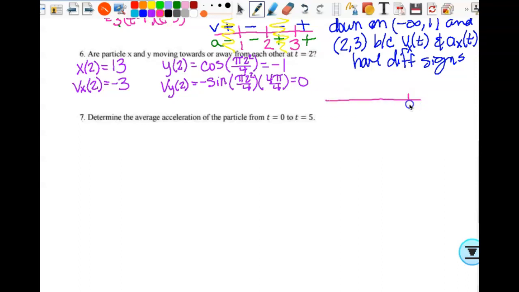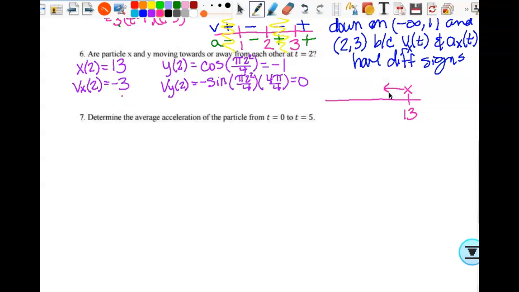So my x particle is at 13. This is where x is. And which way is x moving? Left or right? And how do we know? The velocity is negative, so x is moving to the left.